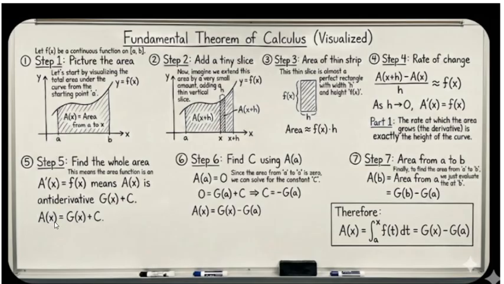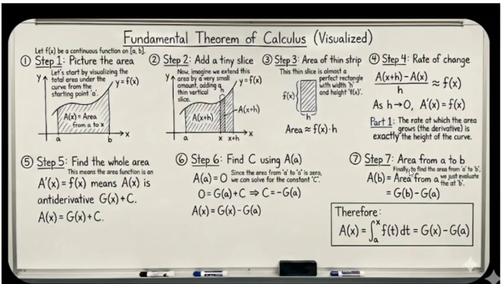A of a is 0, because the area from a to a is 0. Therefore, we can solve for c. We can calculate that c is equal to minus g of a. Now we can conclude that A of x is equal to g of x minus g of a. This is from step 6.